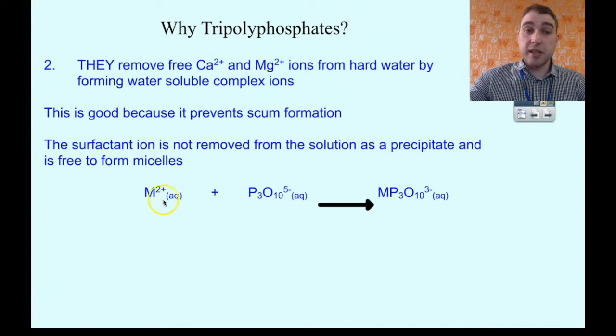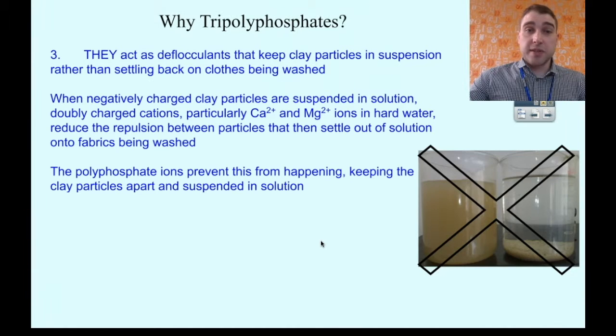If we have a look at the equation down here, we can see we've got our calcium and magnesium ion. We have our tripolyphosphate with its negative charge. The magnesium ion is attaching to the tripolyphosphate because they have that mutual attraction, positive charge, negative charge, so they're going to attach to each other. Because the hard water ion is now attached to the tripolyphosphate, it's not able to produce scum. Last reason why tripolyphosphates are handy is because they act like deflocculants.